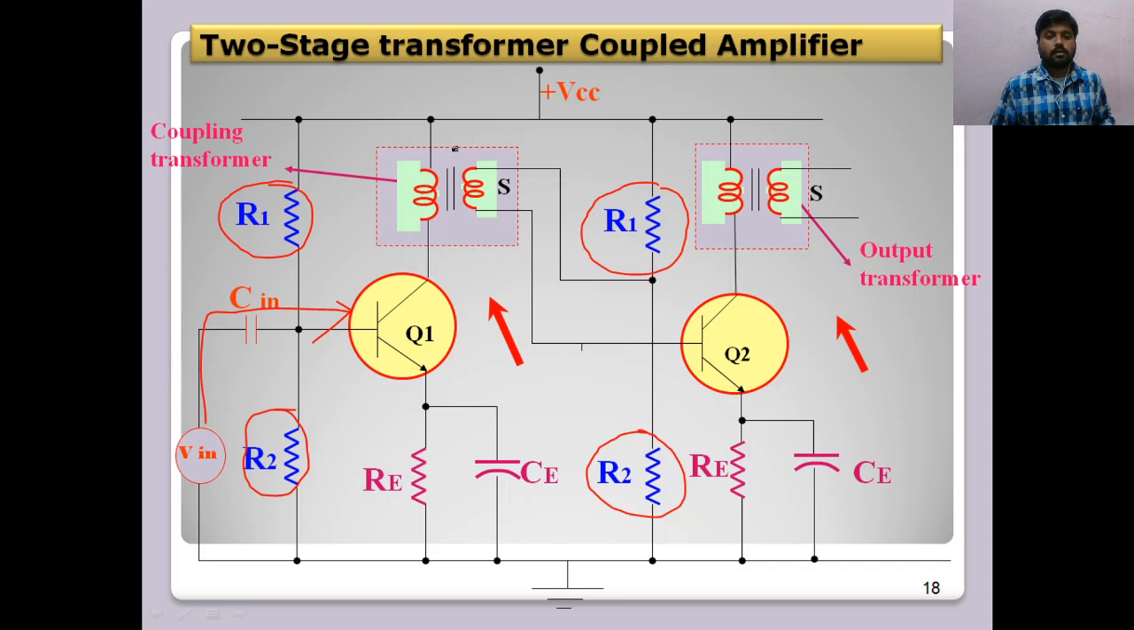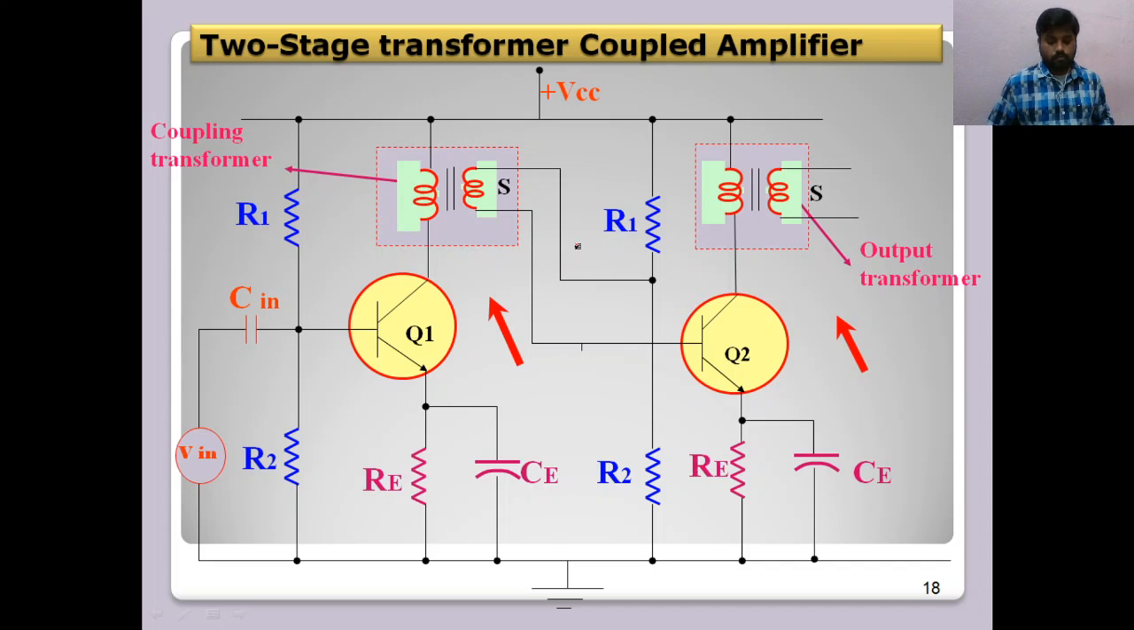The coupling elements are transformers here. So two transformers are going to be used here for the coupling: one transformer for the first stage to the second stage, and another transformer for the second stage to the output. Okay, here if you observe the first stage and second stage connection, there is no physical connection between the first stage and second stage.